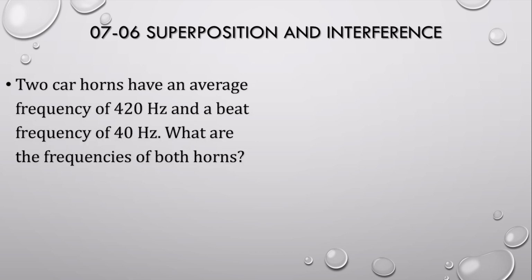Two car horns have an average frequency of 420 Hz and a beat frequency of 40 Hz. What are the frequencies of both horns? Well, if we have an average, that means we add them together and divide by the number of numbers. And the beat frequency is 40. So that means when we subtract them, I should get 40.